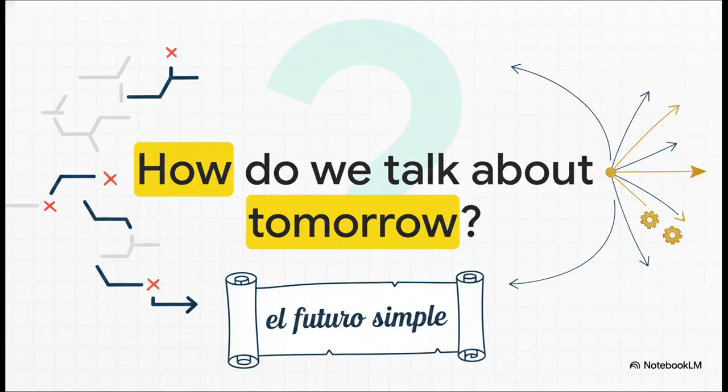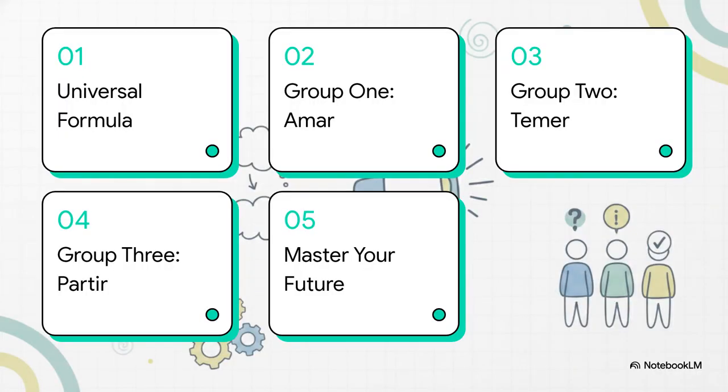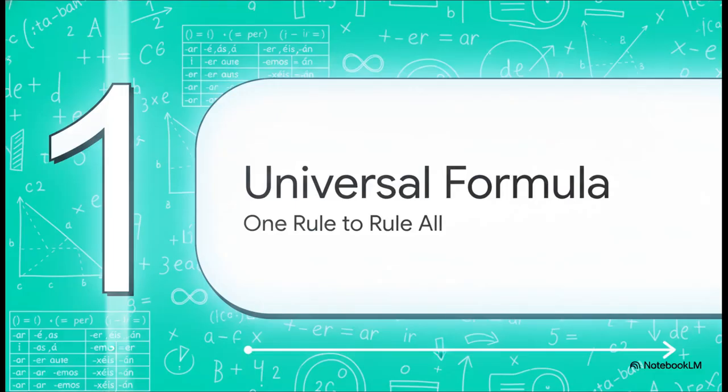To show you just how manageable this is, here is our roadmap for today. We'll start with the universal future formula, then look at Group 1 with hablar, Group 2 with temer, Group 3 with partir, and finally we'll wrap it all up so you can master your future. All right, Part 1, the universal future formula, literally one rule to rule them all.